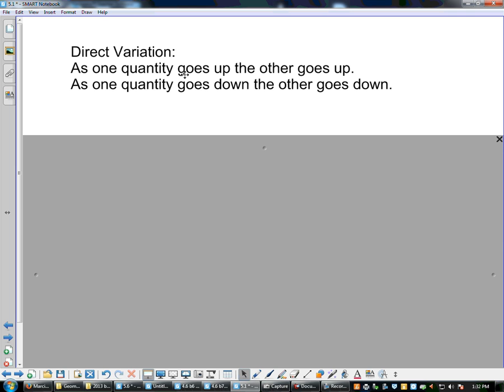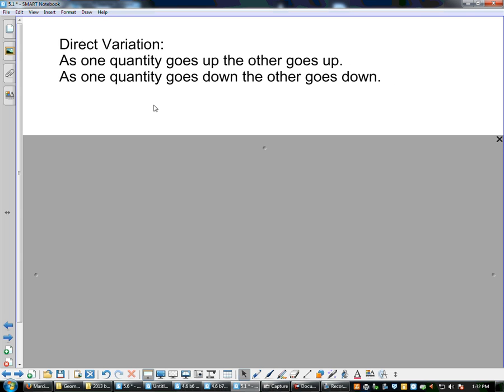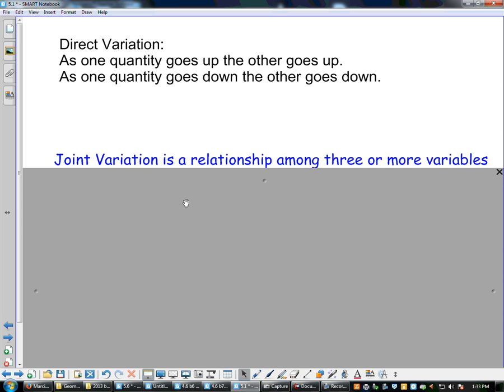All right, we're moving on. Direct variation. Think about it this way. As one quantity goes up, the other quantity goes up. And if one quantity goes down, the other quantity goes down.